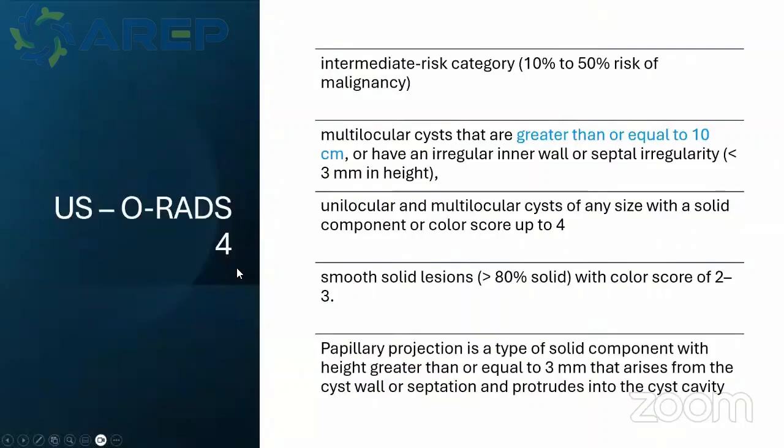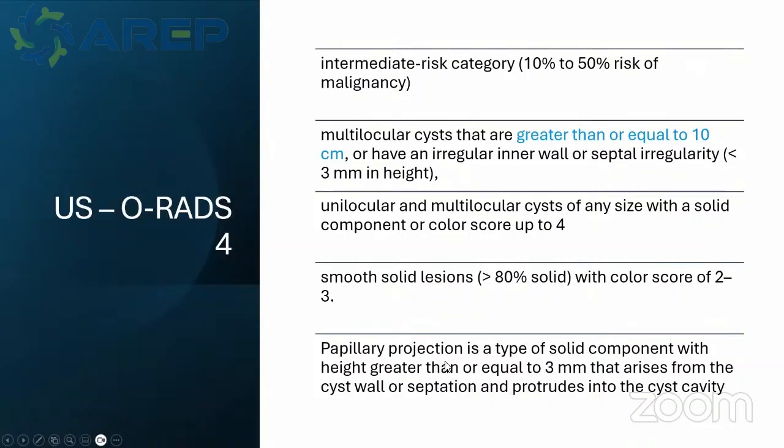Again, ultrasound category 4. These are intermediate risk category lesions with 10 to less than 50% risk of malignancy. Here, the multilocular cysts have a size criteria that's greater than or equal to 10 centimeters, and they have suspicious features. So in O-RADS category 3, unilocular cyst had a suspicious feature, which is irregular wall thickening. In 4, the multilocular cyst starts to have the suspicious features. When I mean suspicious features, it can be a wall irregularity or thickening, or a solid component, which is like a papillary projection, or a higher color score, and a size greater than or equal to 10 centimeters. And a smooth solid lesion with a color score of 2 to 3.